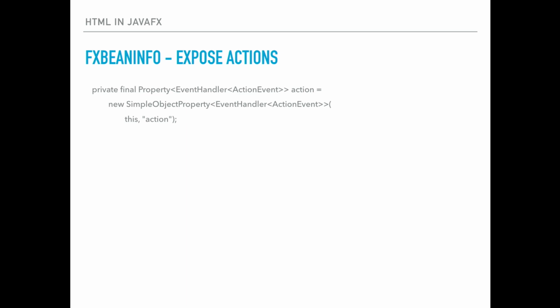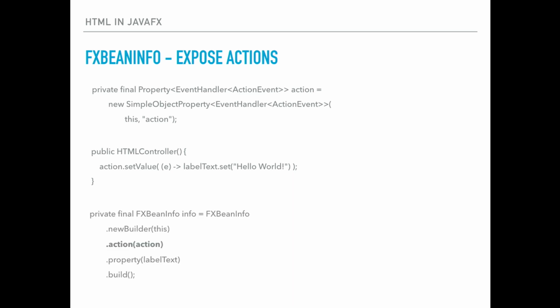But you can also have actions. And this might look a little bit strange, but if you think about it, it's quite useful. You can also have event handler properties. And these event handler properties are basically used for modeling the actions. So the value is, in this case, the event handler. And in your FxBeanInfo builder, you add them via the method action. So now we have added an action, and we have added a string property to our FxBeanInfo.